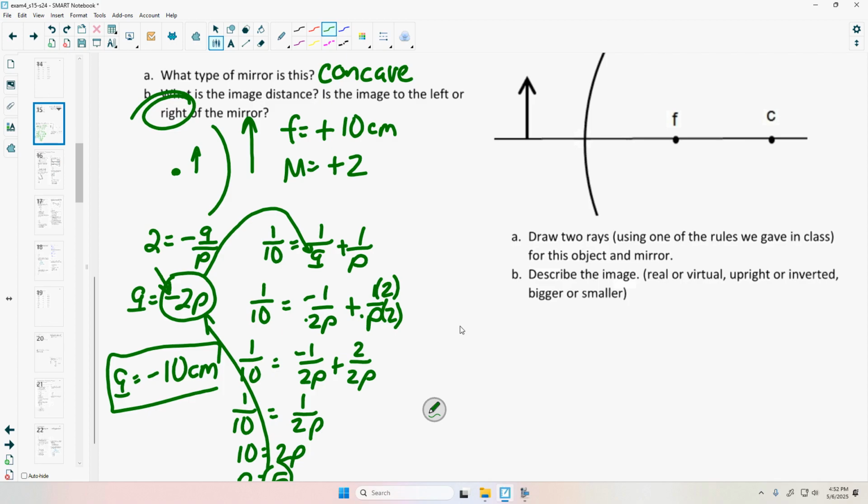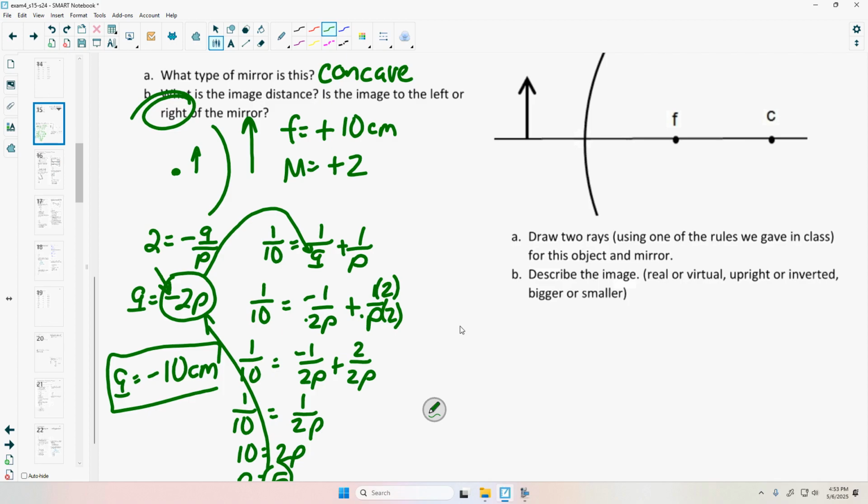Is that clear? Yeah. Yours will be very similar to that. It could be a lens or a mirror, either one. Alrighty?